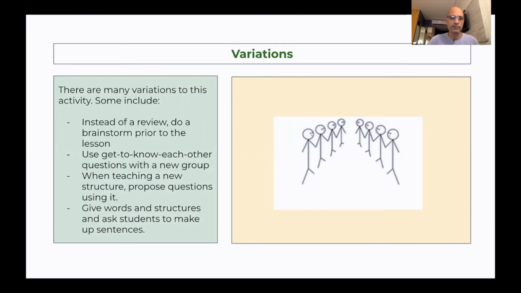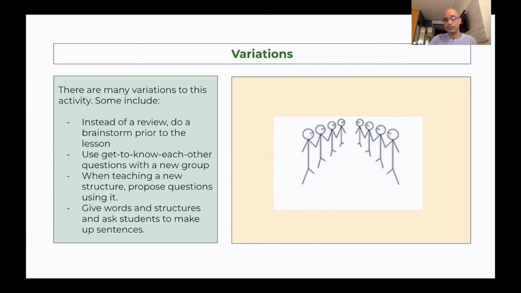Use get-to-know-each-other questions within your group. When you have a group for the first time, you can do this activity for them to get to know each other. When teaching a new structure, for example, a grammatical structure, propose questions using it. Just write questions using that particular structure. Give words and structures and ask students to make up sentences.